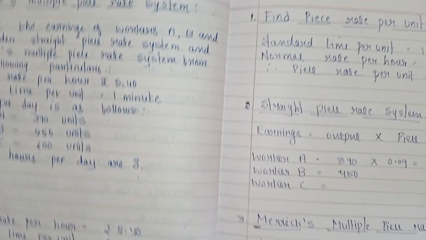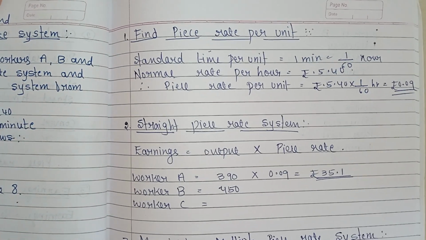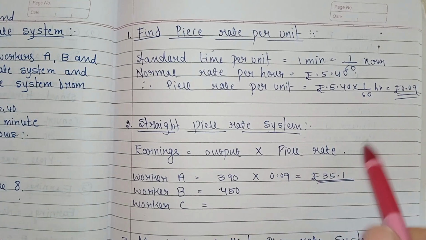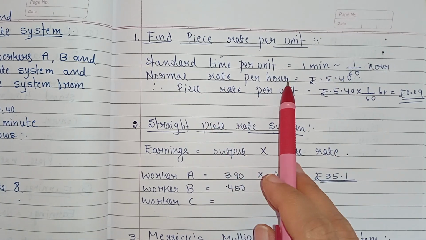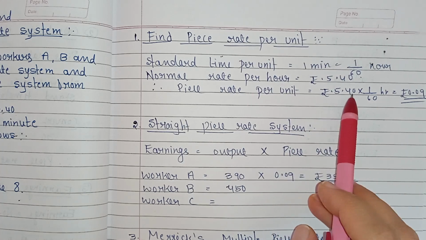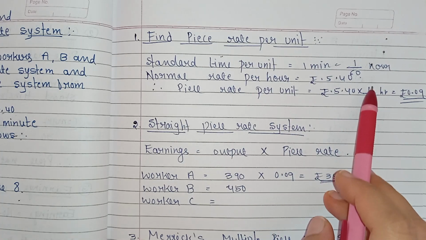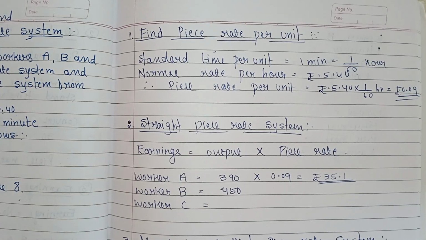Now let's start the problem. First, we have to find out the piece rate per unit. Standard time per unit is 1 divided by 60 hour and normal rate per hour is rupees 5.40. So piece rate per unit is 5.40 into 1 divided by 60 hour, which equals 0.09. That is our piece rate.